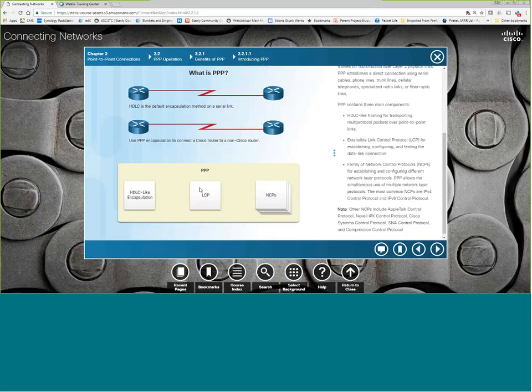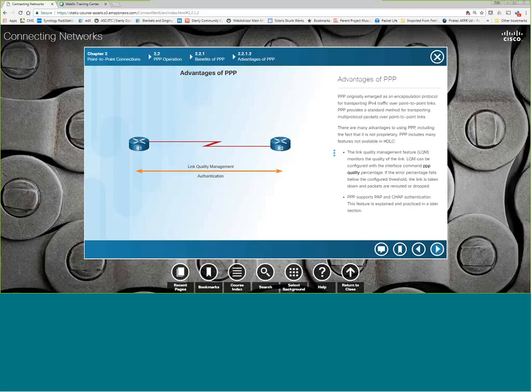And then once that's up and running, it passes control over to the NCP, network control protocol, for the configured layer 3 protocol. Obviously, IPv4 and IPv6 are the two most common. However, it does support IPX, SPX. It supports AppleTalk, SNA. So it does support others. So if you ever needed to run those protocols across a point-to-point link, you can do that with PPP.